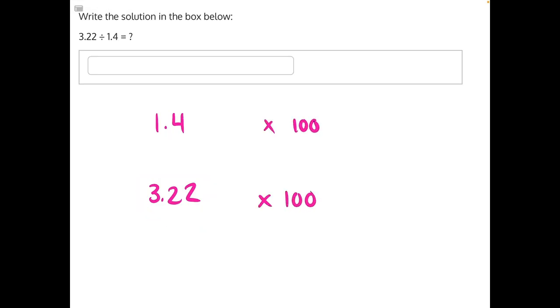And whatever we do to our divider, we should do to our dividend as well so that we can have an equivalent expression. So when we multiply 100 to both of these, we'll move the decimal place 1, 2 places to the right, 1, 2 places to the right, giving us 140 and 322 as our new numbers to divide with. So let's go plug those in.